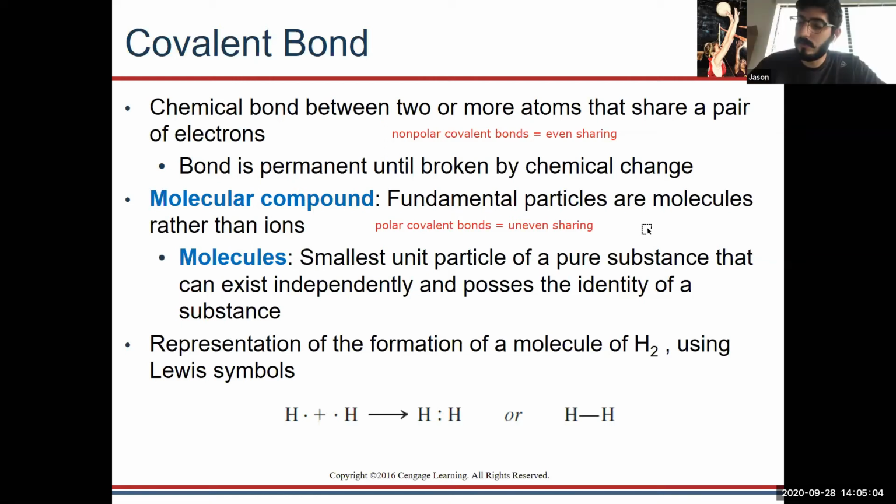Water is an example of a polar covalent bond or a nonpolar covalent bond? Polar. That is correct.